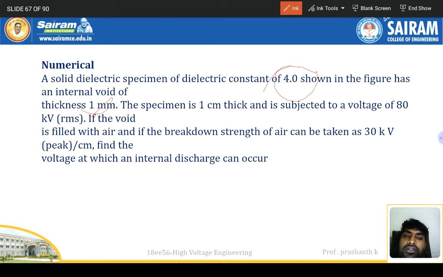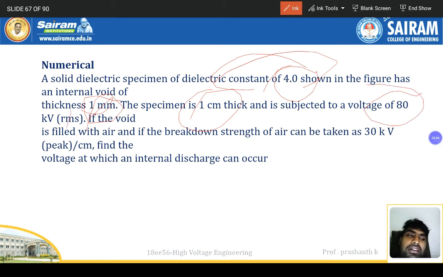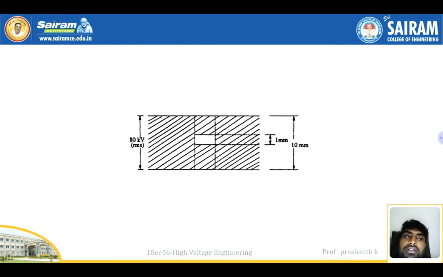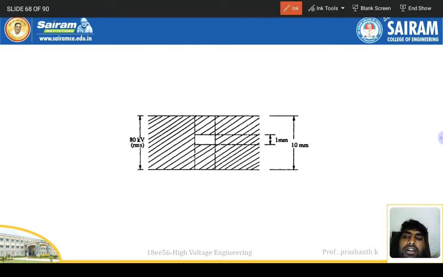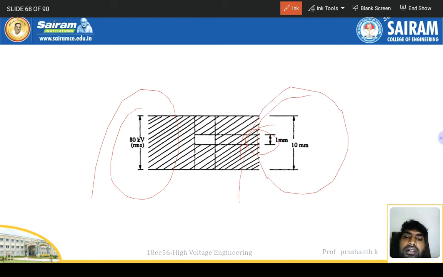See here the question. The dielectric constant is again 4.0, the void thickness is 1 millimeter, and the specimen thickness is 1 centimeter. The voltage is 80 kilovolts RMS, okay. Whatever supply you are giving is RMS, keep it in your mind. It is filled with air, and the breakdown strength of air is 30 kilovolts per centimeter. We need to calculate the voltage, okay. So this is the diagram from the problem: 80 kilovolts RMS, 1 millimeter, and this is 10 millimeter, okay.